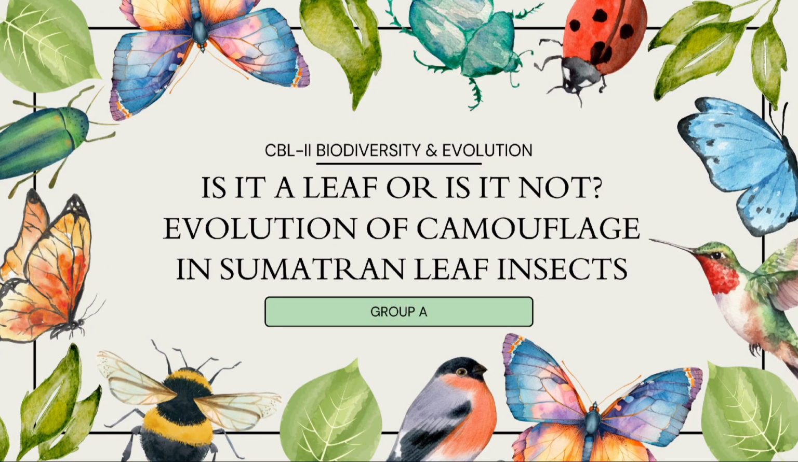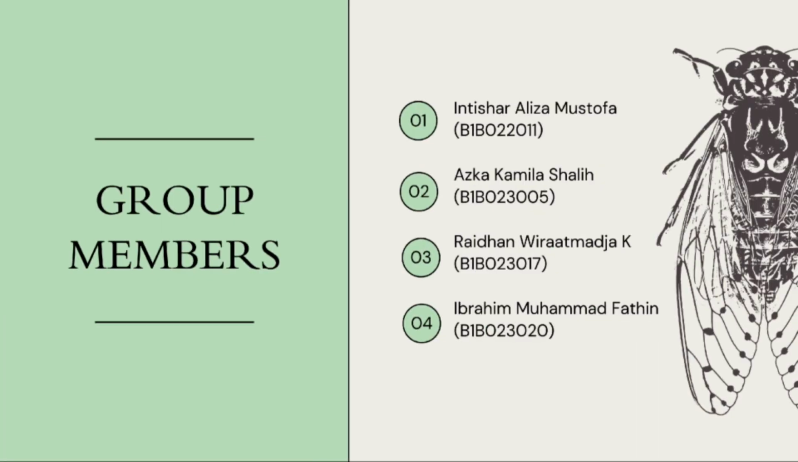Hello, we are from Group A, and in this case-based learning presentation of biodiversity and evolution, we are going to present the case of the evolution of camouflage in Sumatran leaf insects. Is it a leaf or is it not? Before we get into that, we're going to introduce our group members.